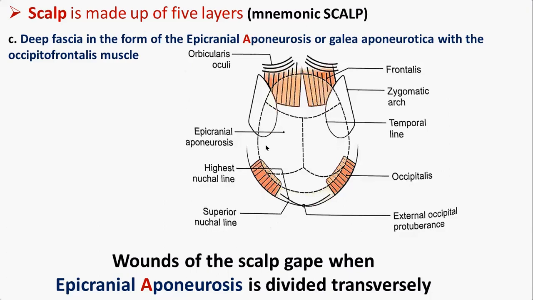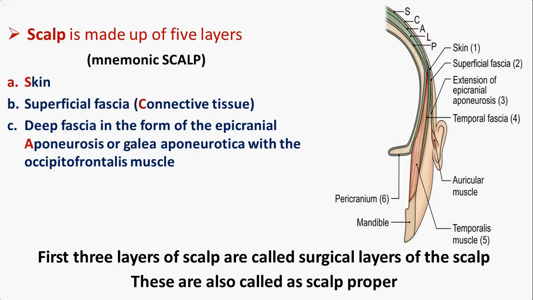Okay, so that is about the epicranial aponeurosis, or the third layer. The first three layers of the scalp are called the surgical layer of the scalp. Okay, they are also called the scalp proper. So these are the three layers: skin, connective tissue or superficial fascia, and the Galea aponeurotica, or epicranial aponeurosis, also called deep fascia.